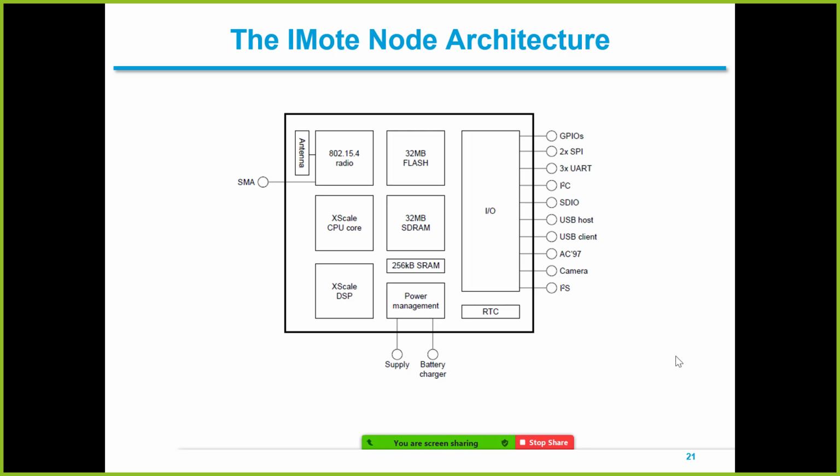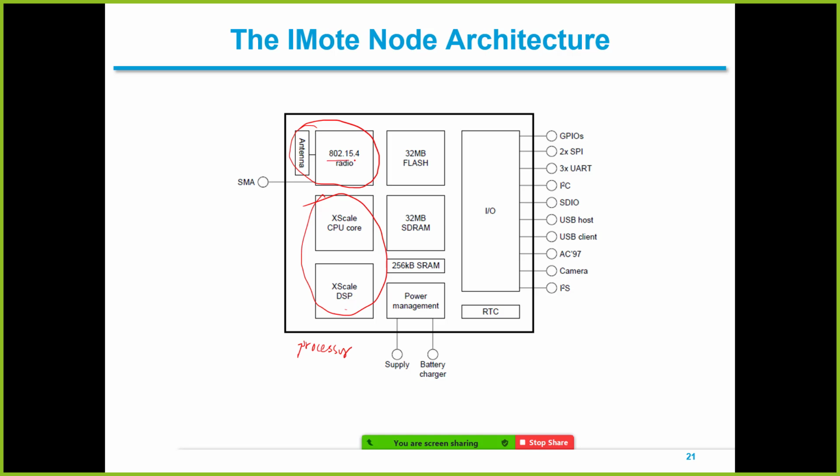This figure shows the architecture of this iMote node. You can see here we have this CPU core, and we also have a DSP chip here. Actually they are the processor subsystem. And here you can see we have this chip for wireless communication.